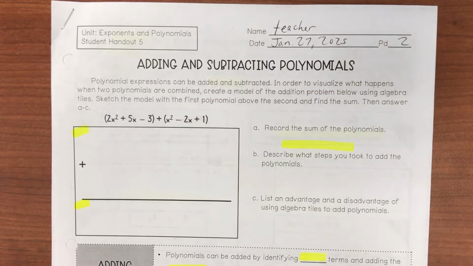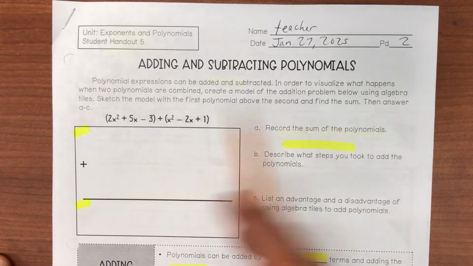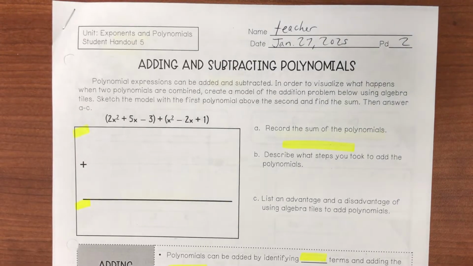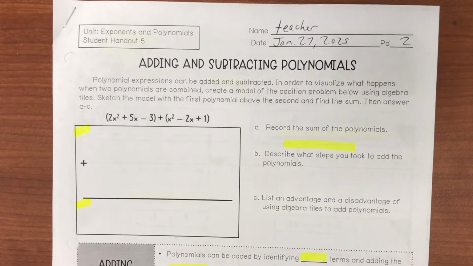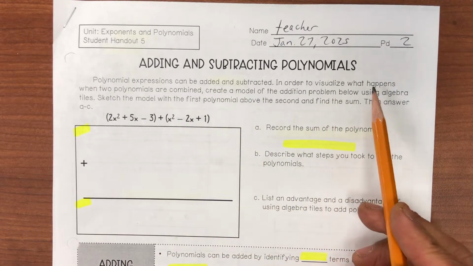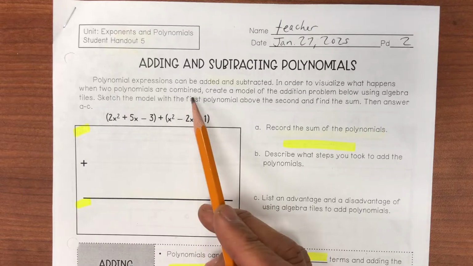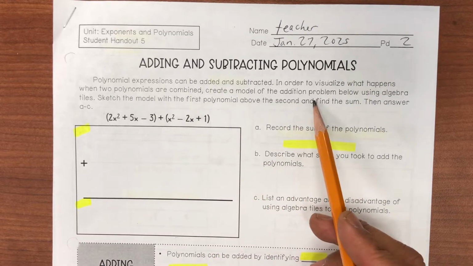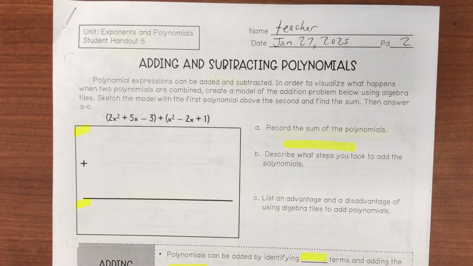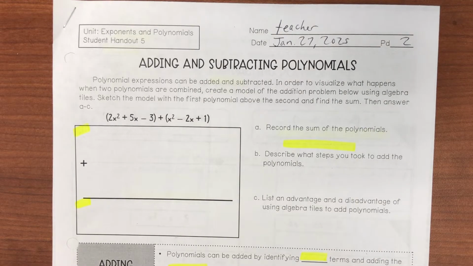Polynomials. So our first homework, we're gonna add and subtract polynomials, which we've done a bit of in class. So this should be more of a review. Polynomial expressions can be added and subtracted in order to visualize what happens when two polynomials are combined. Create a model of the addition problem below using algebra tiles. Sketch the model with the first polynomial above the second and find the sum. Then answer A through C.